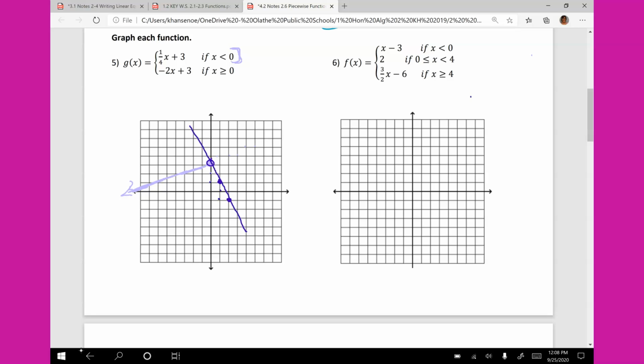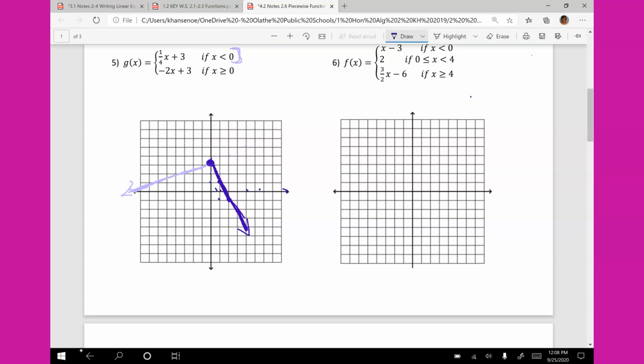And it says it wants everything where the x's are greater than 0. Well, this is where x's are bigger than 0. So then that means I need this part of the graph, and it fills in that dot because it's equal to. So now my graph looks like that.